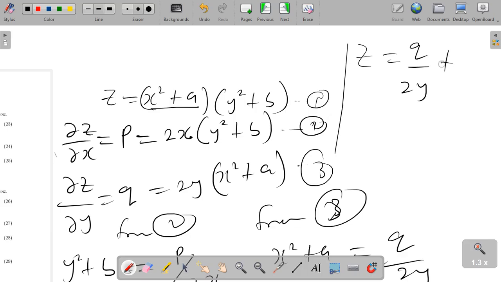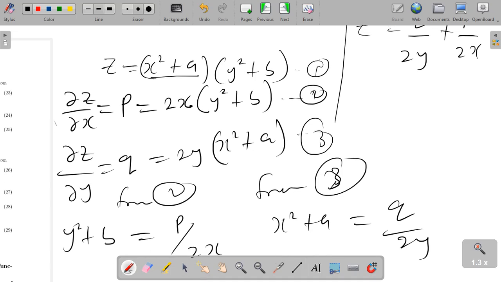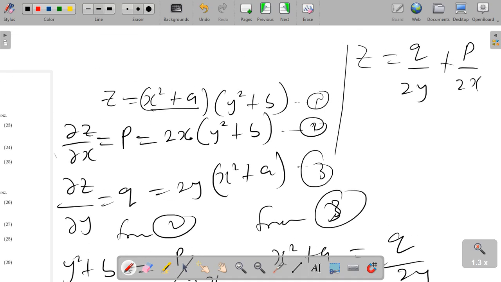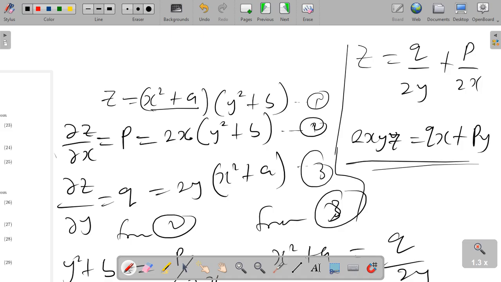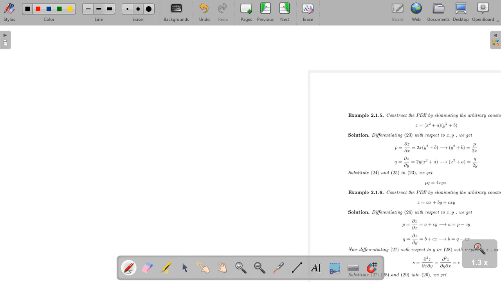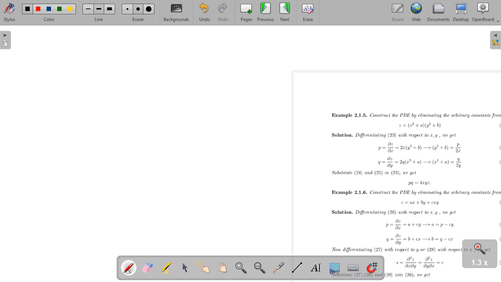So to clear, multiply everybody by 2xy. So multiplying everybody by 2xy, I'm going to have 2xyz will now be equal to qx plus py. So that is the differential equation that we are asked to form. As simple as that. So we go to the next question. The next question here gave us z is equal to ax plus by plus cxy.